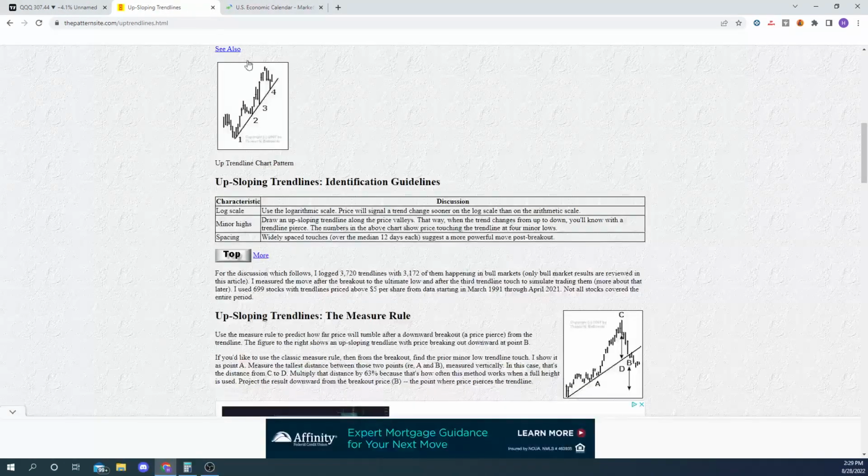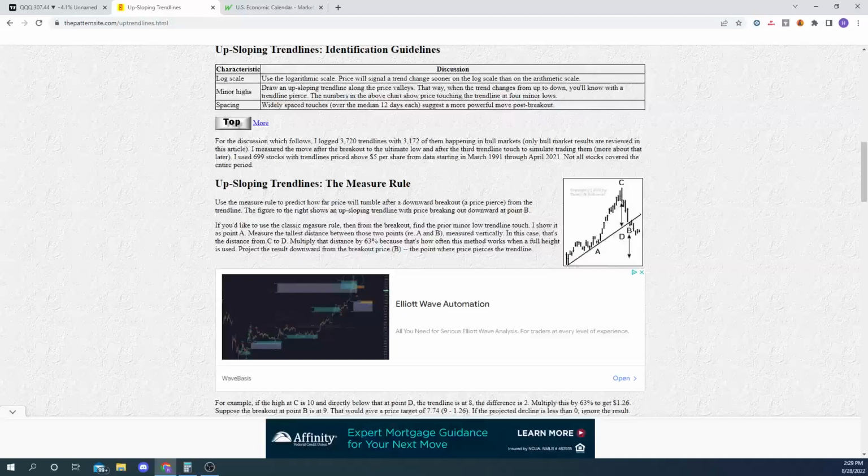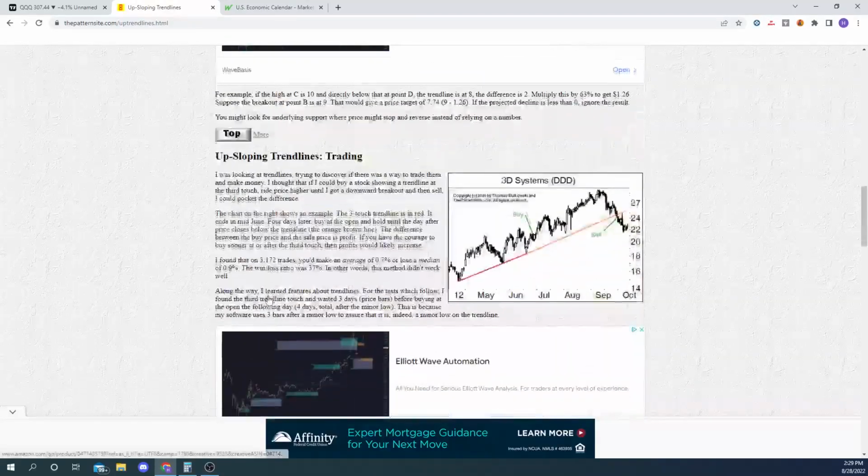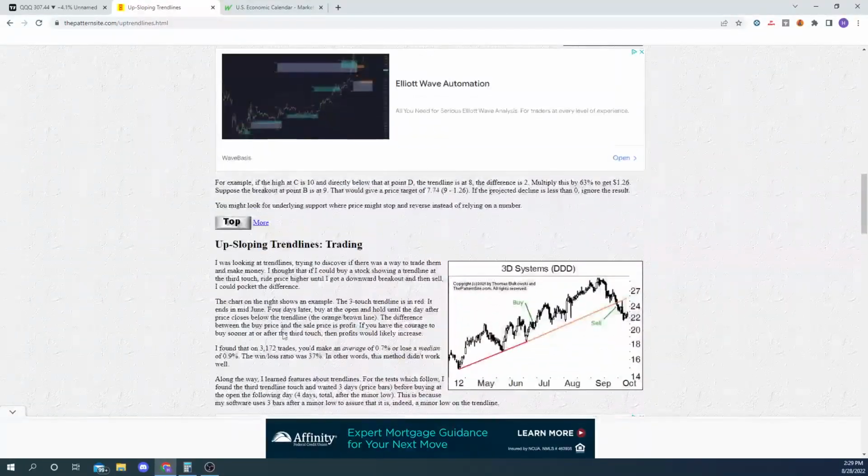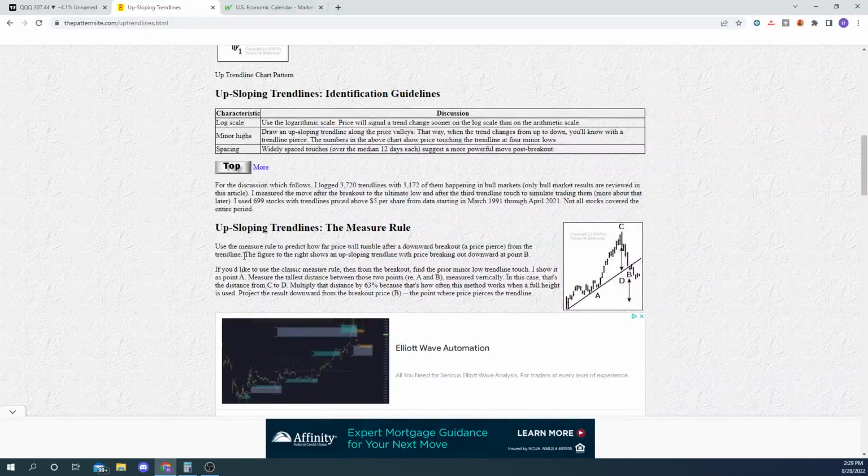But yeah, let's go over the measure rule. All right, so we have to find it though. Is it just here? Oh, I guess it's just right here. Use the measure rule to predict how far price will tumble after a downward breakout or price pierce from the trend line. The figure to the right shows an upsloping trend line with the price breaking out downward at point B. If you'd like to use the classic measure rule, which we are, then from the breakout, find the prior minor low trend line touch.